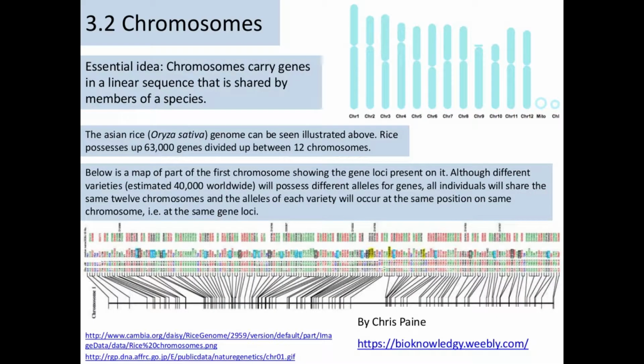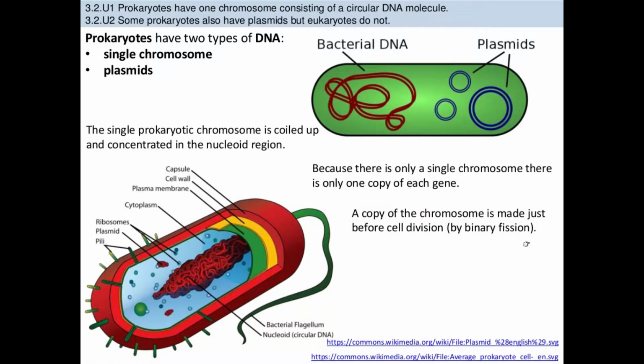Hello everyone, today we'll be talking about chromosomes. First we'll talk about prokaryotes. Prokaryotes have two types of DNA, chromosomes and plasmids.